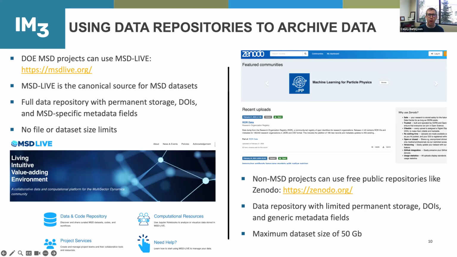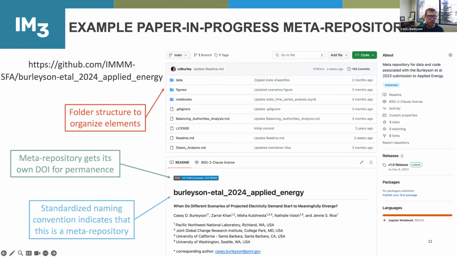Before I pass it to Mengqi, we wanted to walk through an example of what one of these looks like. This is for a paper that I've led with other co-authors from IM3, and it's currently in review in the journal Applied Energy. I'll take you to the GitHub page in a second, but I just wanted to walk through this screenshot of the landing page of the meta-repository. On the landing page, you'll see that we have a folder structure that we recommend that helps you to organize the elements. If you have lightweight data that you want to put in GitHub, you can do that. You have a folder for figures, and then I created a folder for notebooks because all of my code supporting this paper is in the form of Jupyter notebooks.